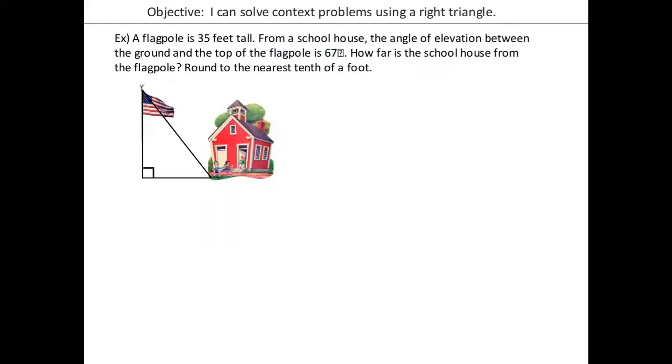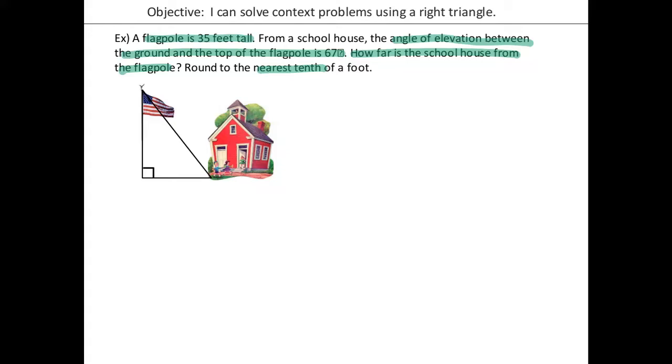So if I look at my context for this problem, here it says we have a flagpole that is 35 feet tall. And then it says from a schoolhouse, the angle of elevation between the ground and the top of the flagpole is 67 degrees. My question for you guys is, how far is the schoolhouse from the flagpole? And we're rounding to the nearest tenth of a foot.